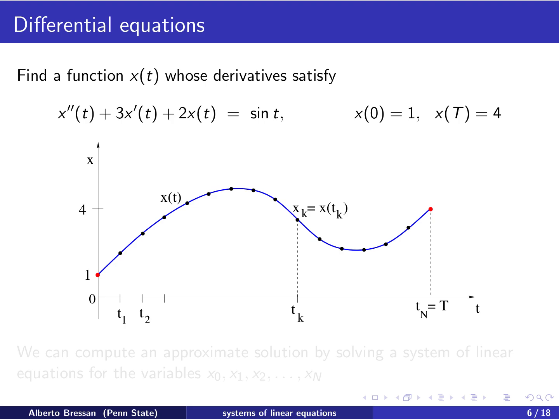So here is a picture. Time t and x, and we're interested in t from 0 to capital T. We know that x at 0 is 1 and x at capital T is 4, but we don't know in between how this x behaves. We only know that this equation holds.